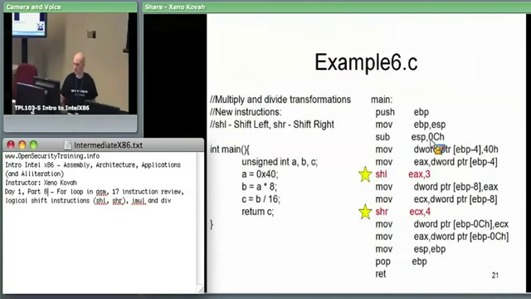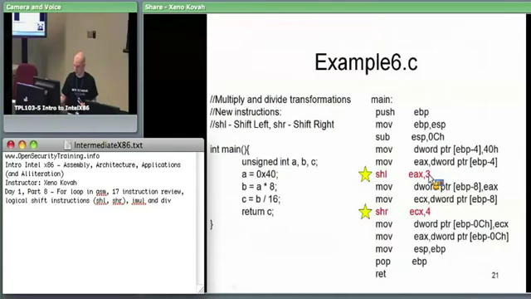Standard function prologue, subtracting 12 from ESP to allocate room for our 3 variables, 4 bytes each. Moving hex 40 into EBP minus 4. Hex 40, EBP minus 4, that's A. Moving A into EAX, right? So A into EAX, shifting it by 3. So A shifting by 3 is multiplying by 8, right? 2 to the 3. We're going to take A times 8, which is equal to A shifted left by 3.